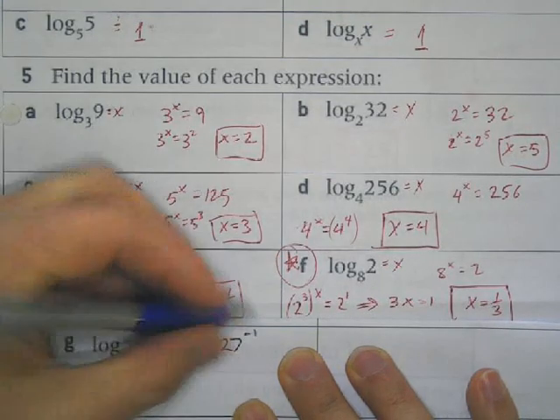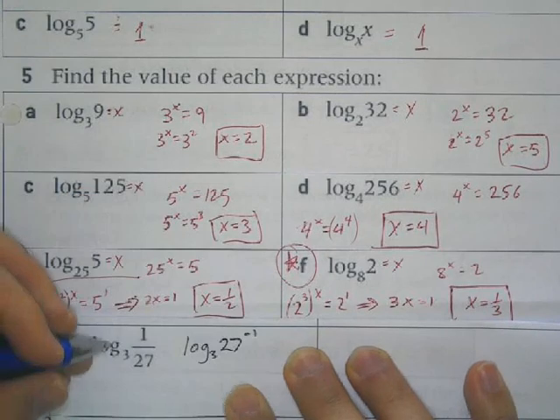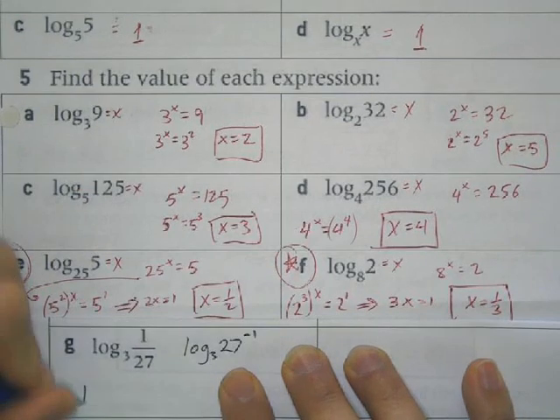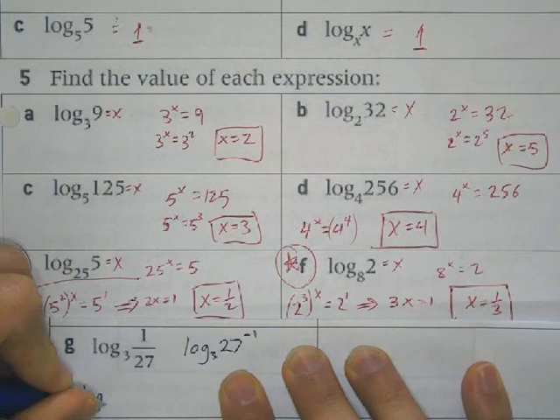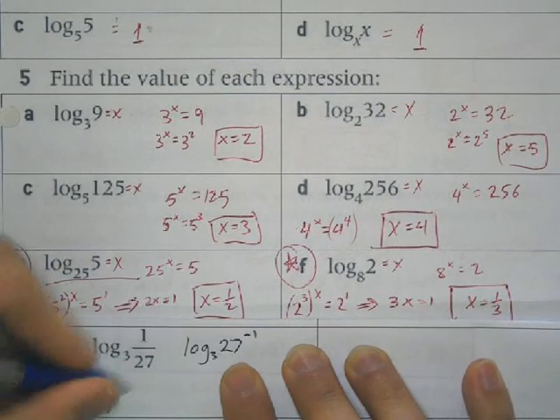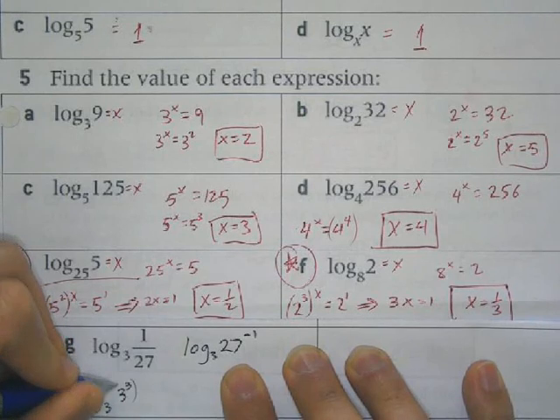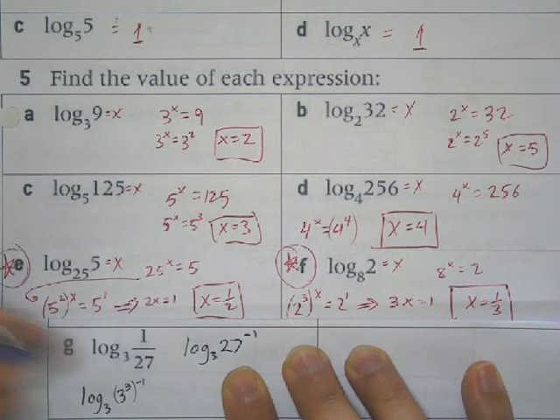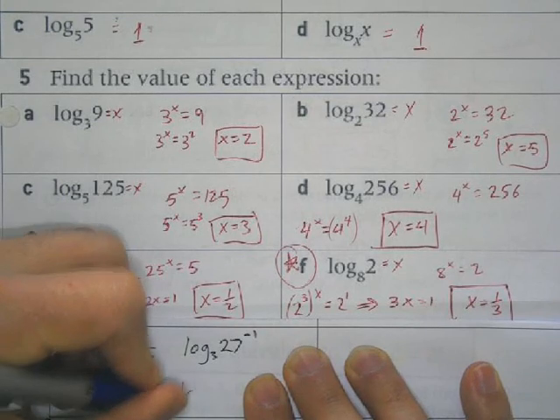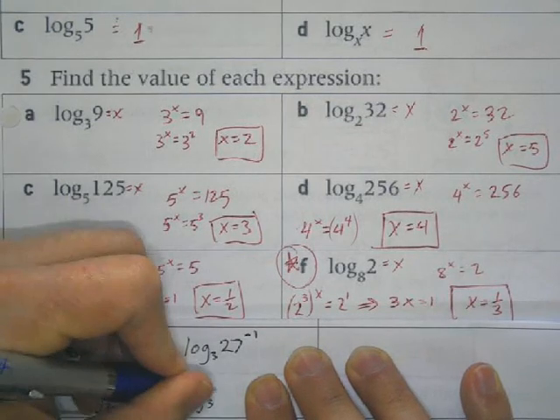And then I can also think of this as log base 3. 27 is 3 cubed, right? So 3 cubed to the power of -1. This is log base 3 of 3 to the power of -3.